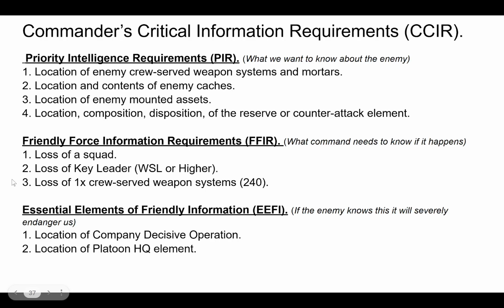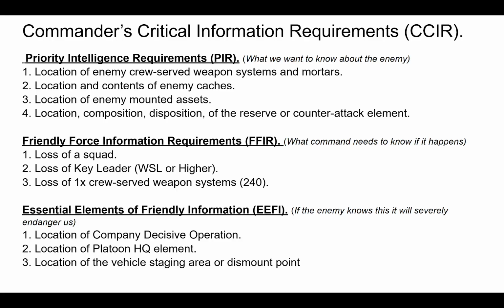And then these are the CCIRs. So there's 3 different categories. Super, super simple. The first one is going to be the PIRs, or what we want to know about the enemy. So the important information that will make our fight a little bit easier. Location of their weapons, their mortars, their caches, their mounted assets. What is the location, composition, and disposition of the reserve element? So if we find this information during any phase of our operation, we got to push this up to command.